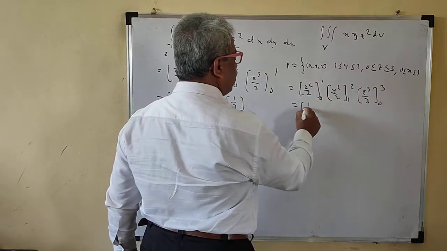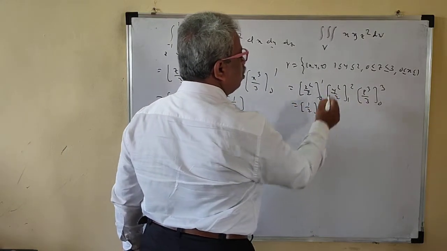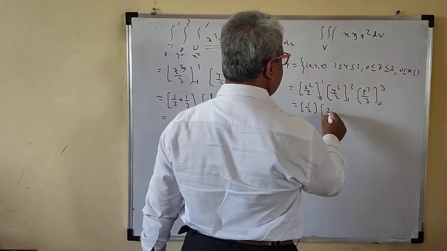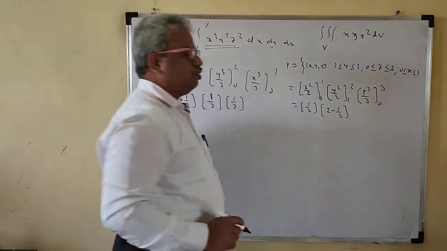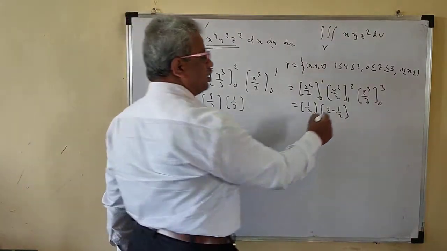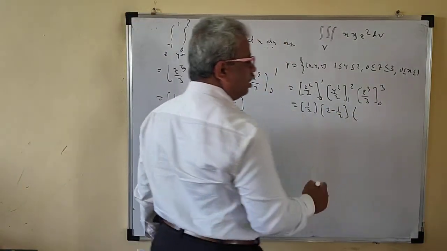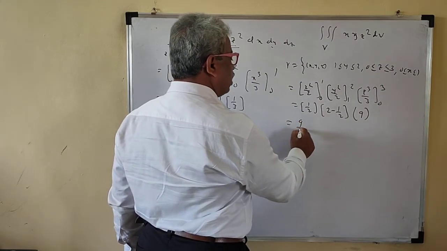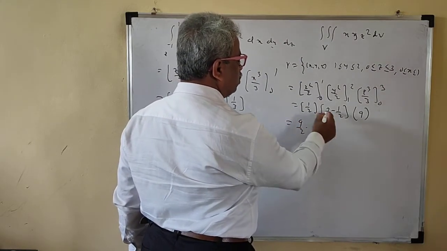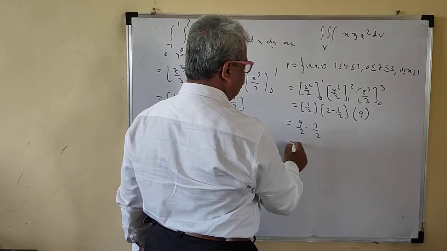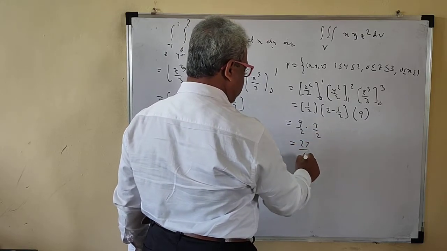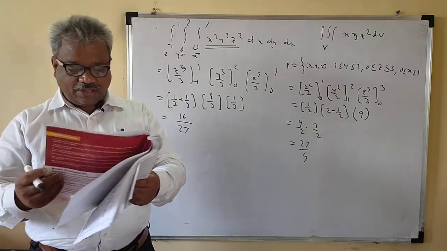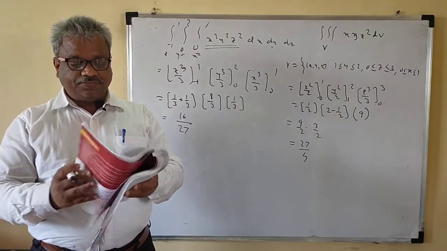So this is 1 half. What is this? 2 square, means this is 4 by 2, this is 2 minus half. And this is 3 cube, so this is 9, 27 by this. So this is 9 by 2, and this is 4, so this is 3 by 2. So again this is 27 by 4. This will be your answer. In this way you can evaluate the triple integral also.